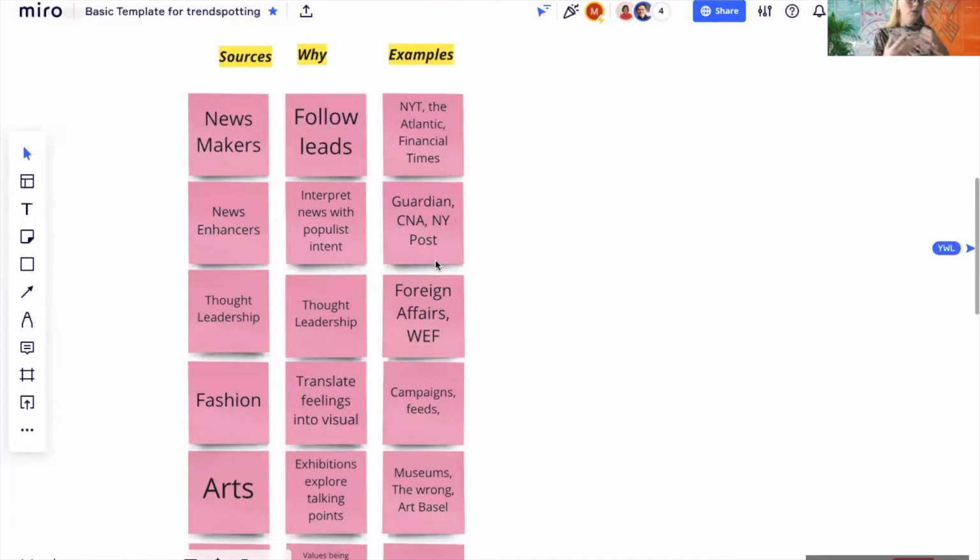First, you look at the newsmakers. Why newsmakers? Because they're following leads. They're trying to carve out stories that are happening in the market. So those are big brainy news sources, more like the Atlantic and the Financial Times, and not so much news enhancers. But news enhancers are also important. News enhancers are companies that interpret the news, for example the Guardian or the New York Post. They usually are a bit more populist in their intent.